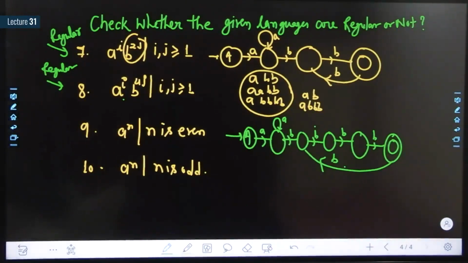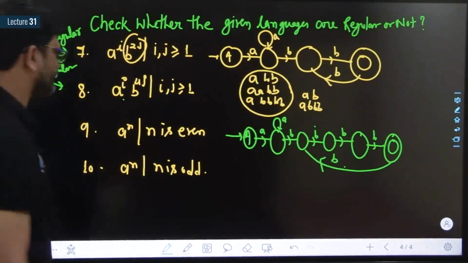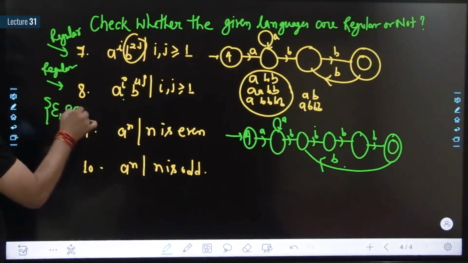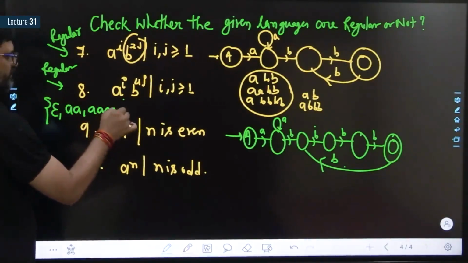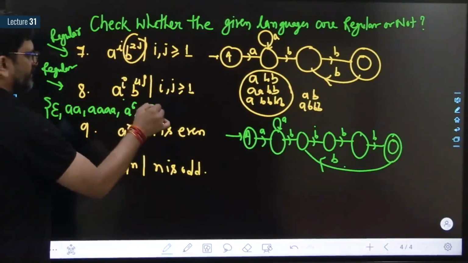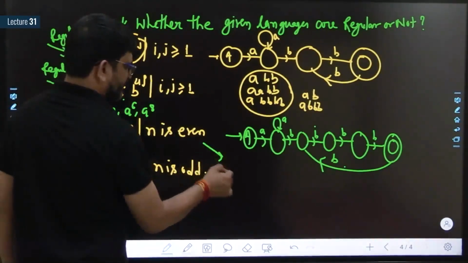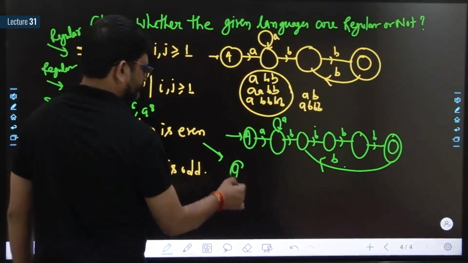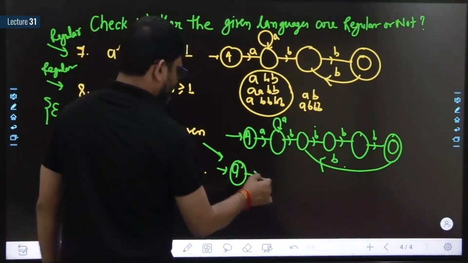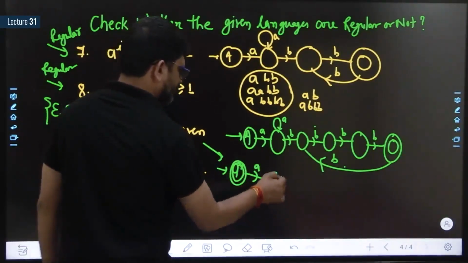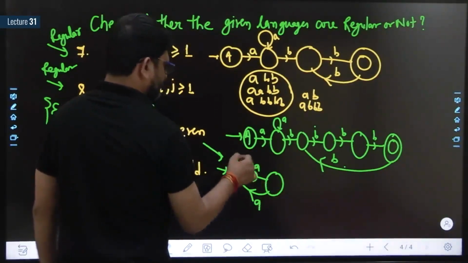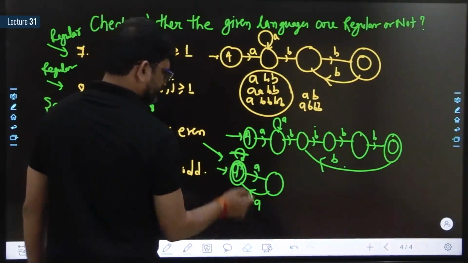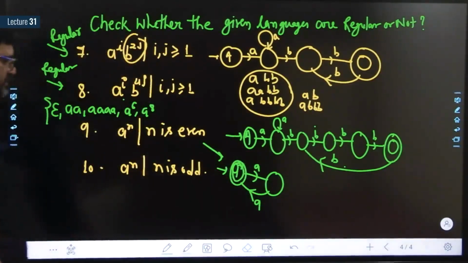A to the power n, n is even. It means the number of A's is even, that is, epsilon, 4 A's, 6 A's, 8 A's. So what is the DFA for this? This is the final state. Sorry, there is no B. This is the DFA for this.